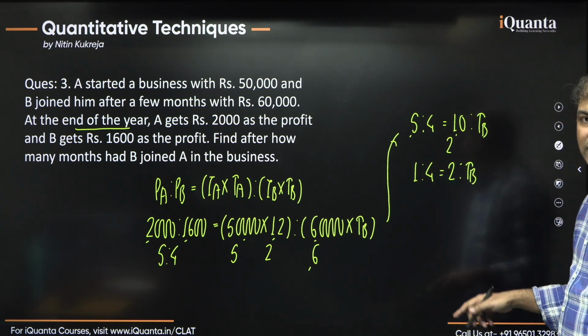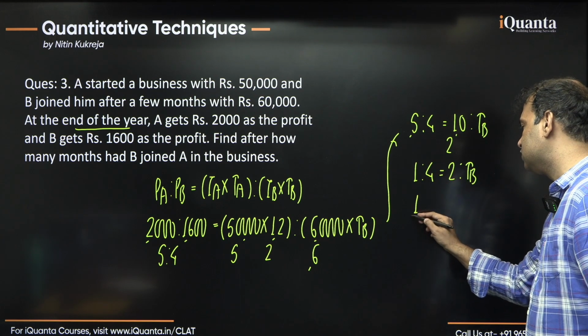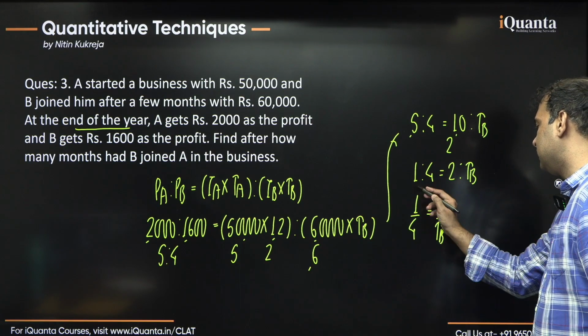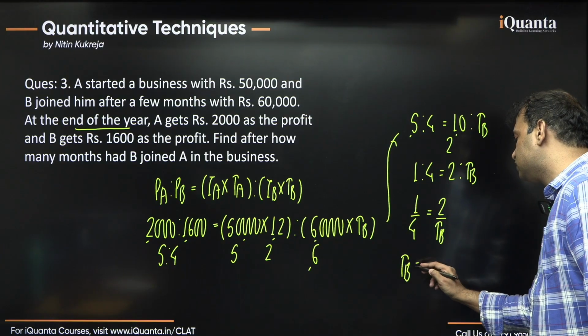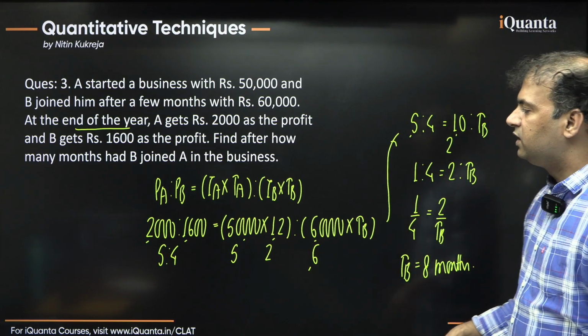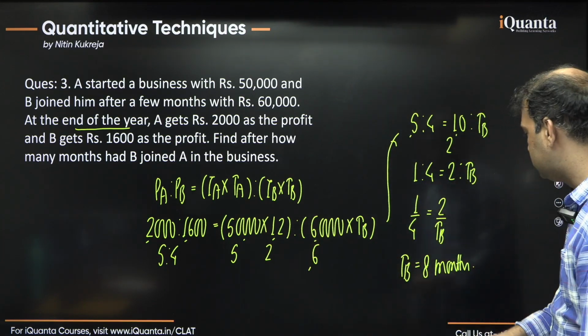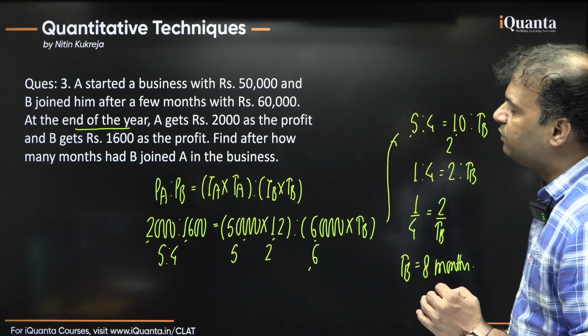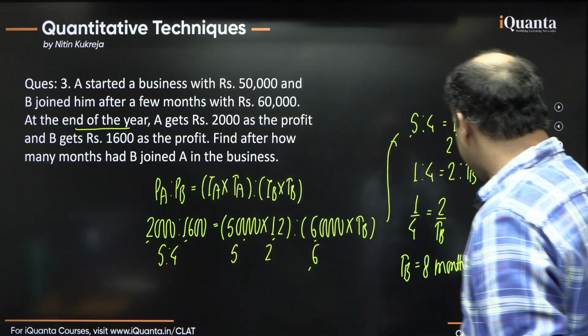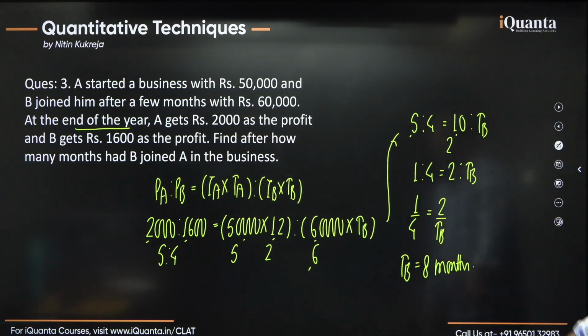And what should be the value of TB? If we do the cross multiplication, let me write like this. 1/4 is equal to 2 upon TB. So TB has to be there, and 4 into 2 will be 8 months, right? Because the time period of A was given in the months, so the time period of B should also be in the months. Yes, so we can say what, guys? B has invested in this business for 8 months. B invested in the business for the 8 months.